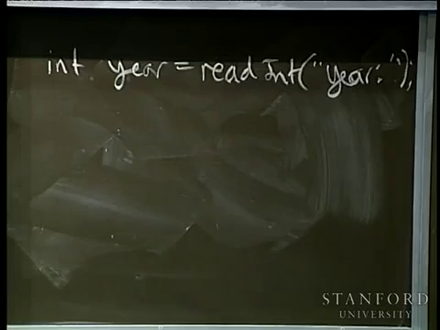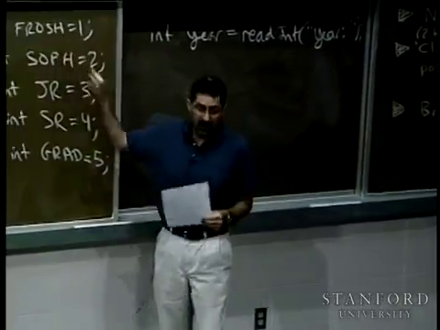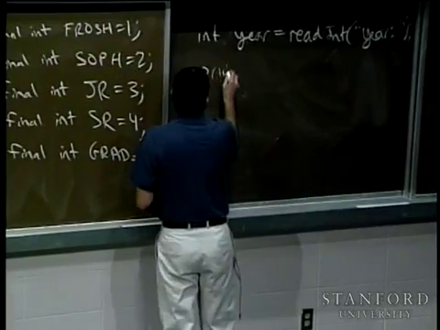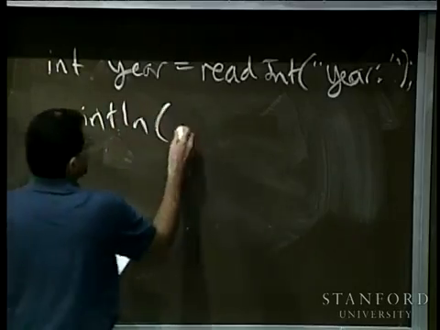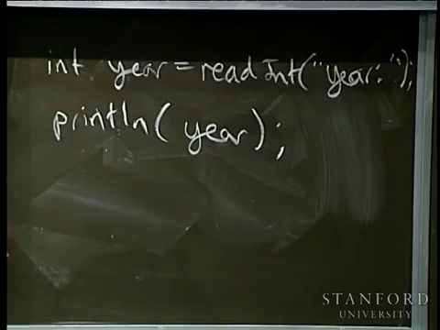The other problem is if I actually want to print out someone's year, there's no way for the computer to know that year 1 should print out the word frosh. So if I do something like println here, and I just write out year, that's going to write out an integer. It's going to write out a value, whatever value the user gave me, presumably between 1 and 5.